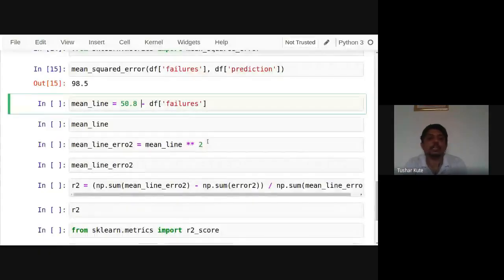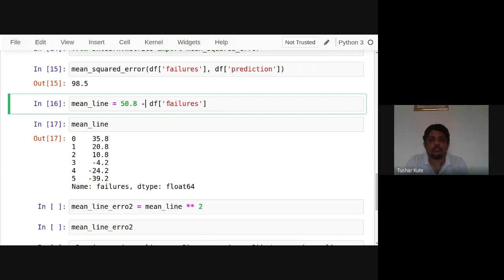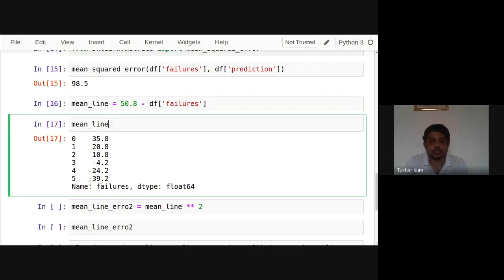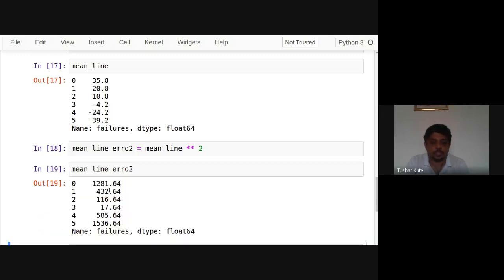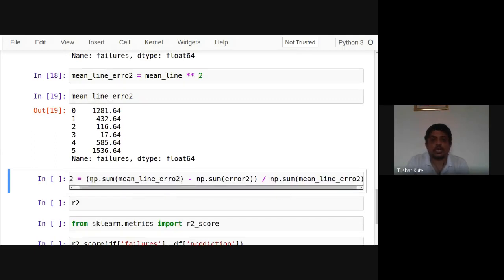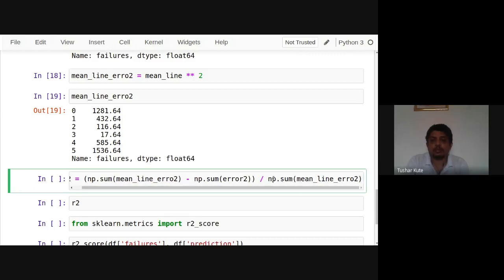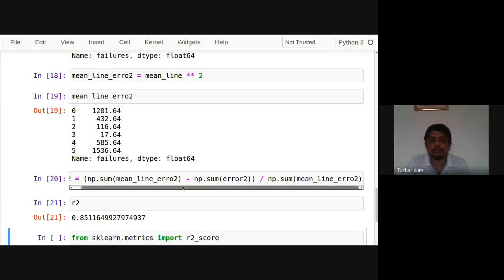So the mean line I got first, 50 minus a subtracted from all the failures here. So we got the mean line. Then the square of the mean line is this, all these values we have seen. Okay, and now here is our score: np.sum of mean line errors minus sum of errors, divided by sum of mean line errors. Check it out. See, 0.85.